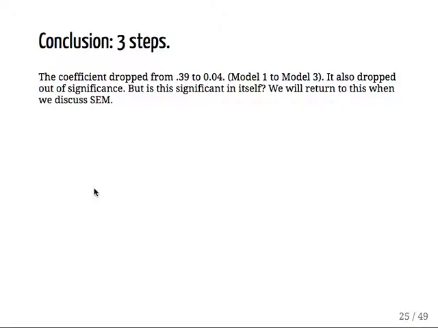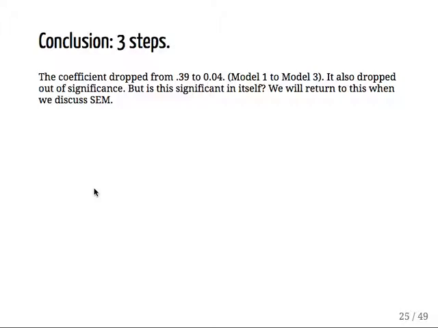So the coefficient dropped from 0.39 to 0.04. I said 0.4 due to rounding. So it also dropped out of significance. But is this significant in itself? Because suppose it had been p is 0.08 and you had a highly significant effect before. So where do you draw the line? Whether this drop of significance from 0.39 to 0.04, whether that's a significant drop as well. Because now we're just comparing the p-value from one model to the p-value from another model.